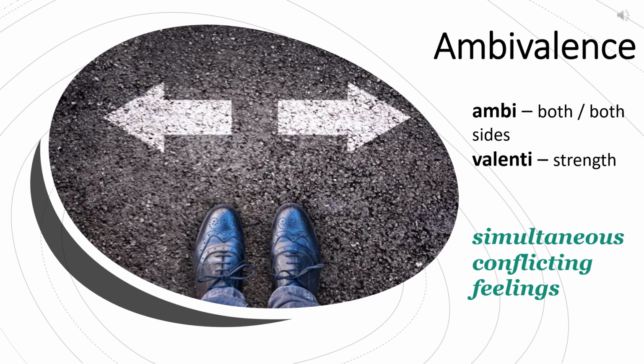Ambivalence comes from a Latin root meaning ambi, both or both sides. Think about ambidextrous. People who are ambidextrous can use both their left and their right hands. And valenti, which means strength. So it means literally something that is a strong pull in both directions, on both sides. So the meaning of ambivalence is simultaneous conflicting feelings. So feelings that we feel at the same time that contradict with one another, that fight against one another.